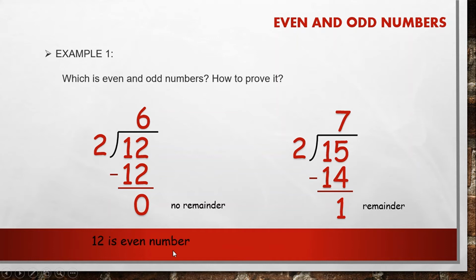So, 12 is even number because we don't have any remainder here. But 15 is odd number because we have one remainder.